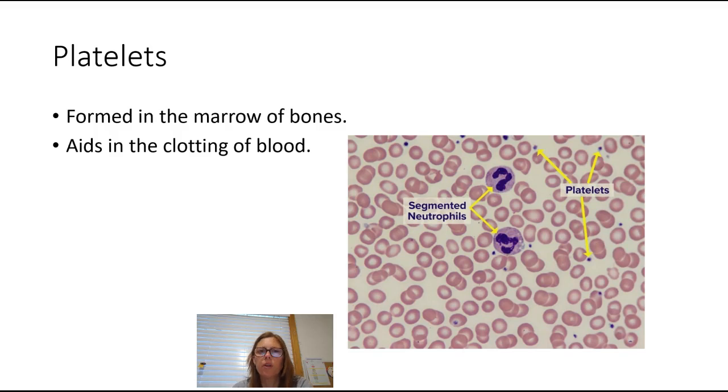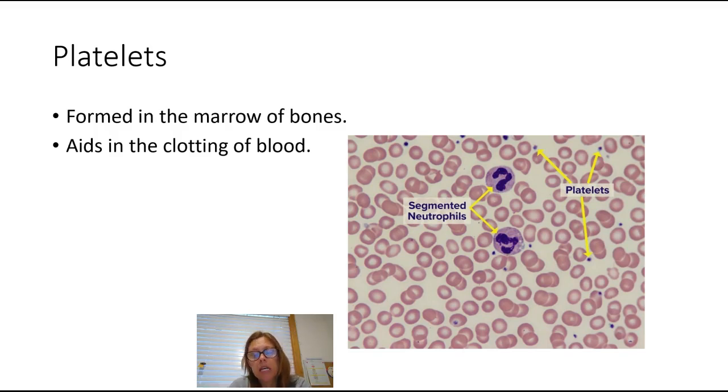So another component of blood is our platelets. Now, they're also formed in the marrow of bones, and their main role is to aid in the clotting of blood. So what platelets do is they produce a chemical called fibrinogen, which sends out little thread-like structures like fibers to trap the blood cells to stem the flow of blood. So what will form then is a scab.